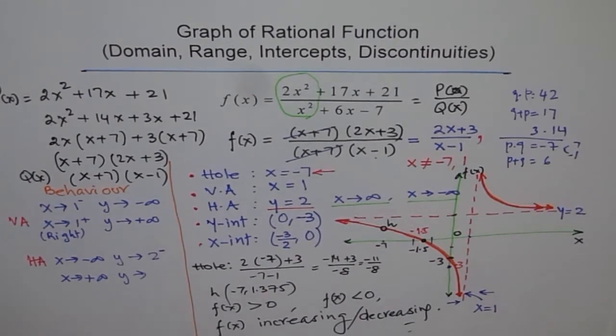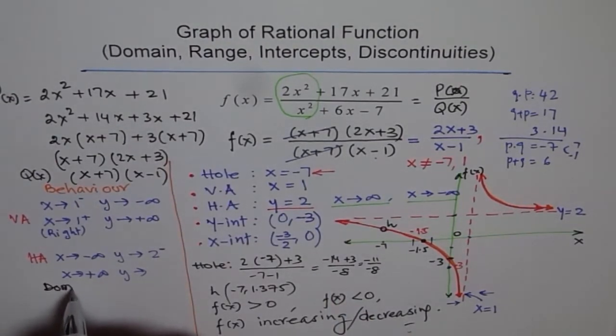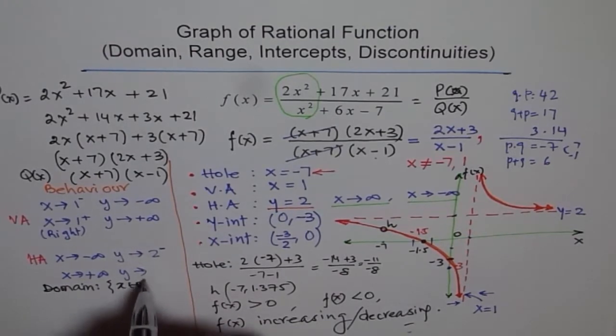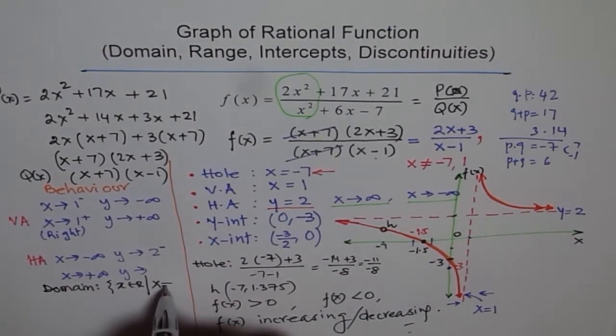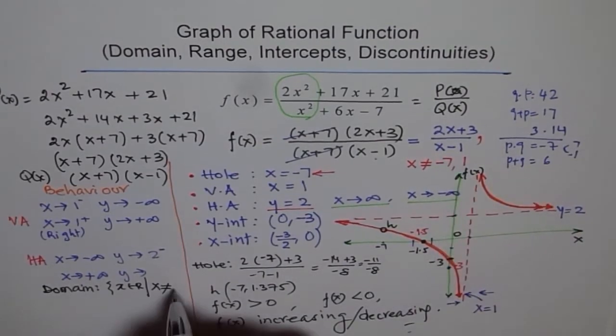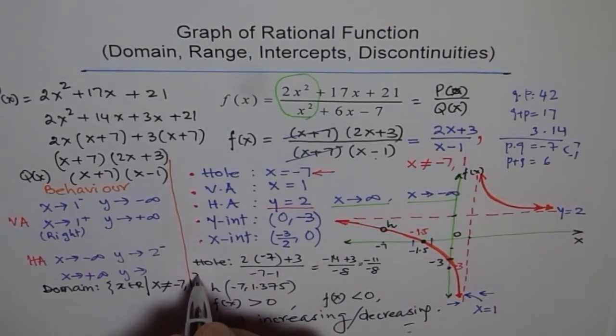And one question which I haven't answered so far is the domain and range. So let me come back to domain and range now. So domain is x belongs to real numbers where x is not equal to these two discontinuities, minus 7 and 1. Correct?